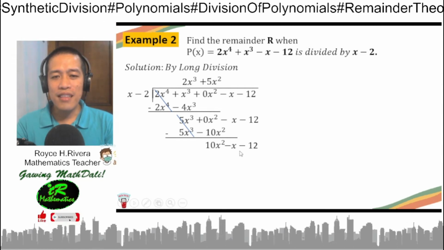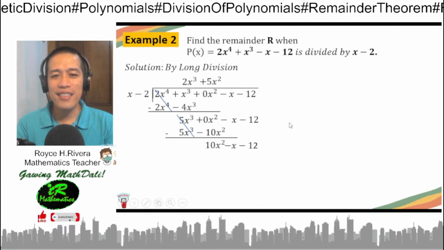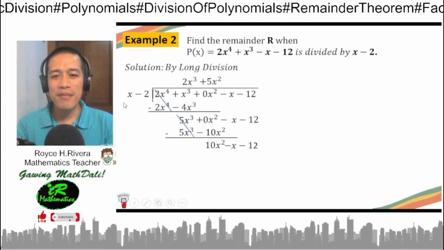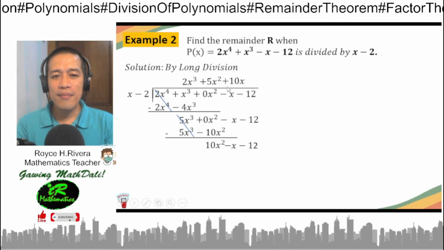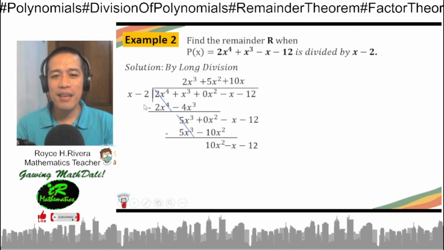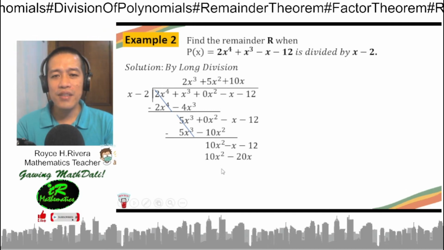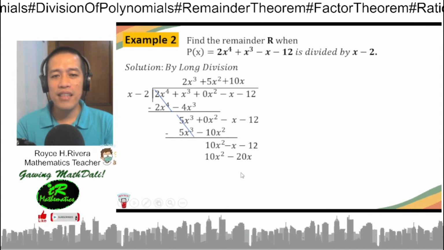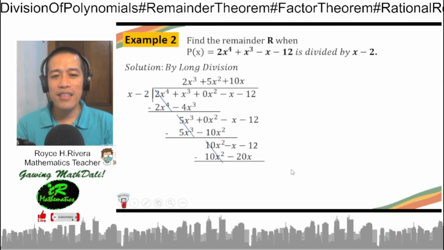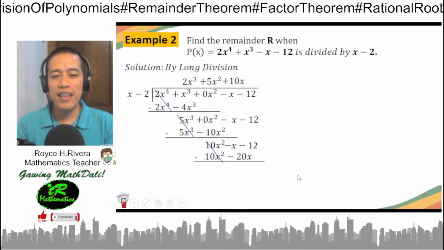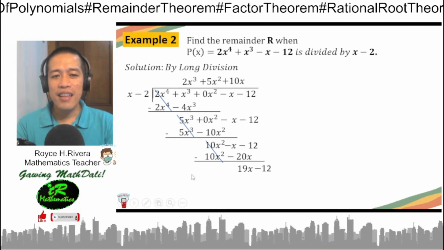We have a new dividend and its degree is the second degree. The divisor is the first degree. Let us still continue. First term divided by first term, 10x squared divided by x is plus 10x. The quotient times the divisor: 10x times x is 10x squared, and 10x times negative 2 is negative 20x. We get the difference. 10x squared will cancel out each other. Negative x minus negative 20x, we have 19x. Then bring down the last term.